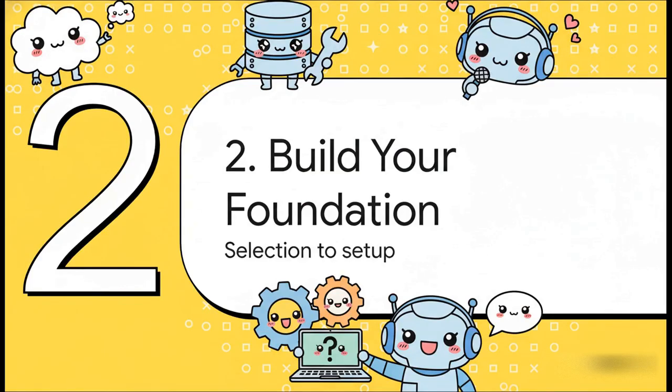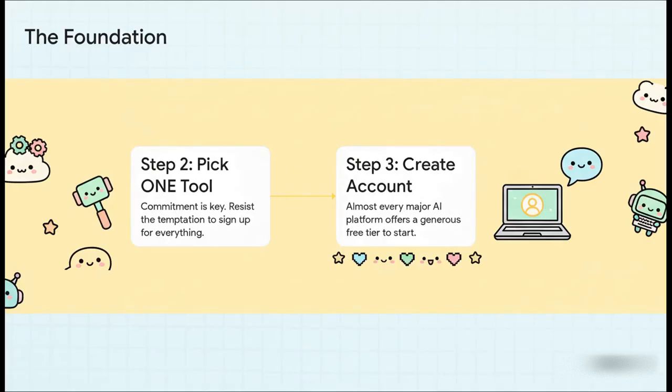All right, now that you've got a goal in mind, let's move on to section 2, building your foundation. This is where we get you all set up, and it only takes 2 quick, easy steps. Step 2 is to pick one tool. Commitment here is absolutely key. Why? Because it completely kills that decision fatigue and lets you build muscle memory with just one interface. I know it's tempting, but resist the urge to sign up for 5 different things. Just pick one and stick with it.